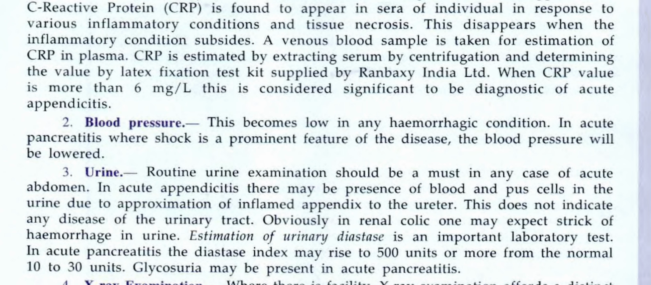A venous blood sample is taken for estimation of the CRP in plasma. CRP is estimated by extracting serum by centrifuging and determining the value with a latex fixation test kit supplied by Ranbaxy India Limited. When the CRP value is more than 6 mg per liter, this is considered significant to be diagnostic of acute appendicitis.